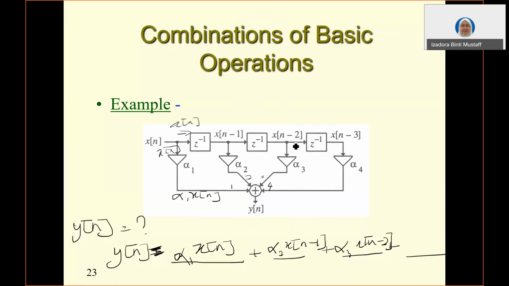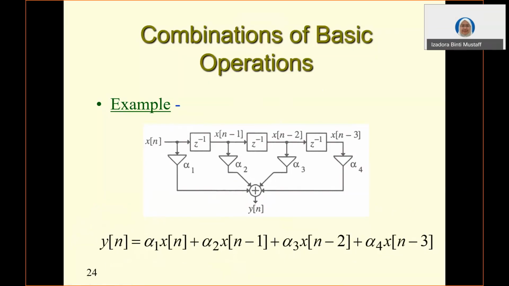Now, the input to the next delay unit is xn minus 2 and its output is xn minus 3. Xn minus 3 is multiplied by alpha 4. So we have alpha 4 xn minus 3. So this is your output. This is one way of doing this. I will give you more examples on this so you can practice.